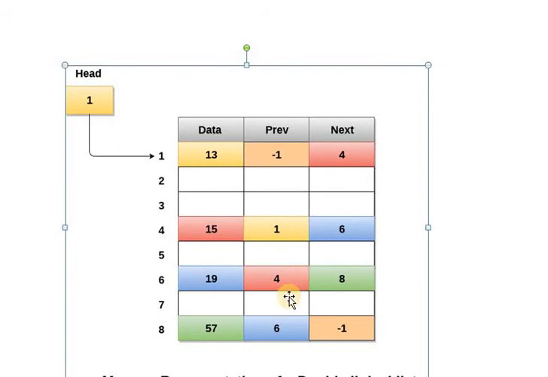4 is where? Here. 6 is where? Here it points. So this is how it points. It is not sequentially stored. It is randomly stored in the memory. That is the important thing you should know.